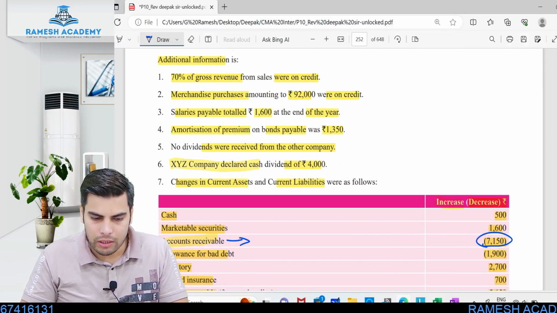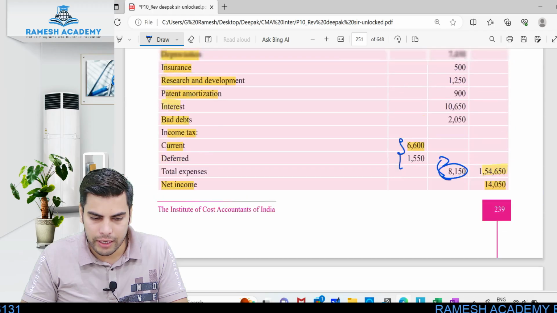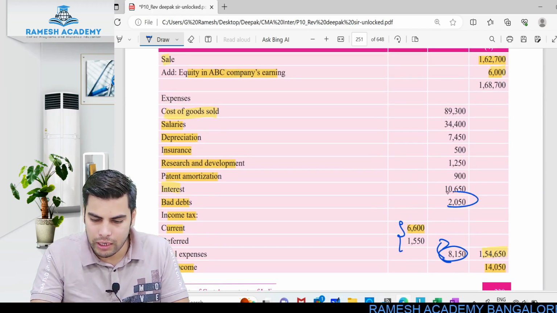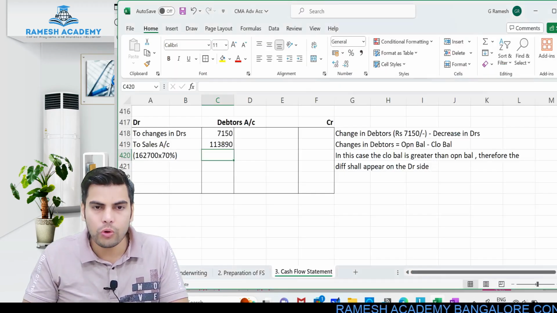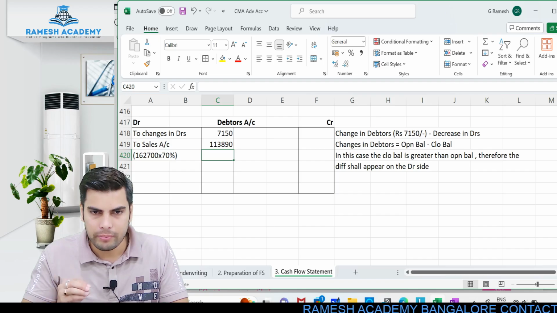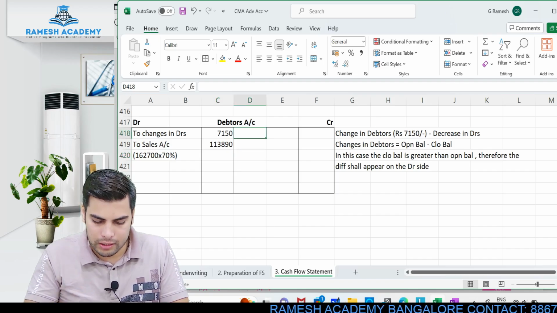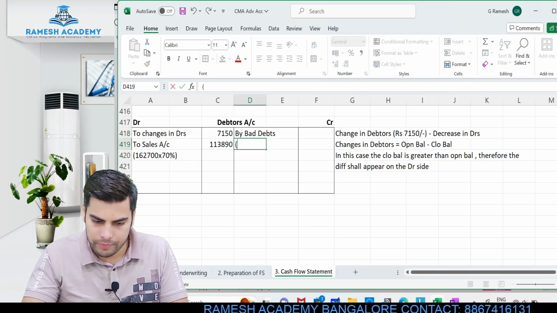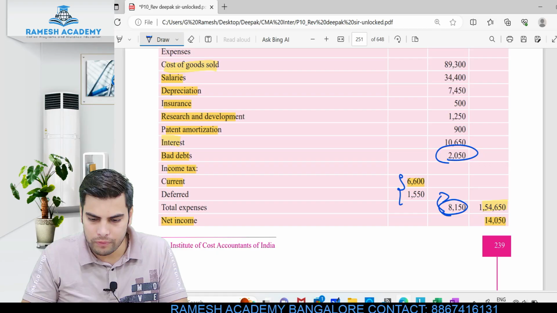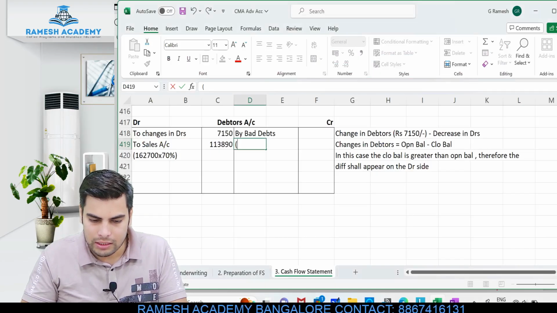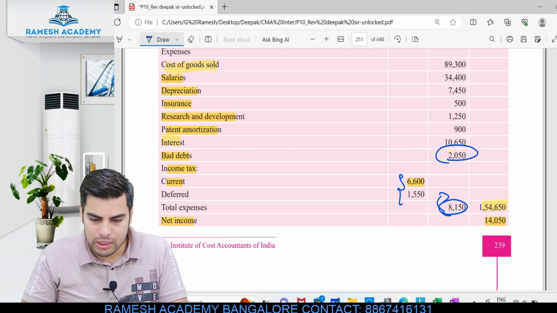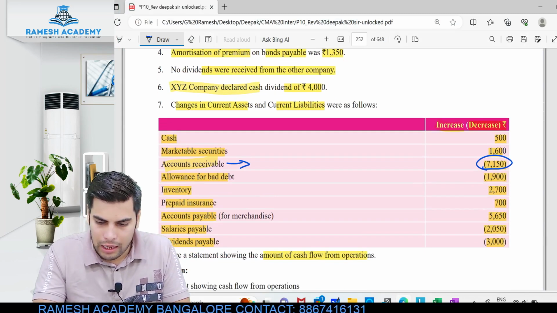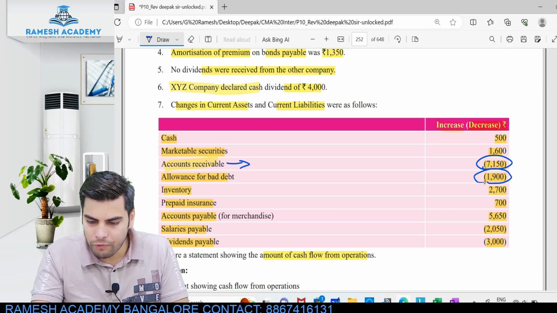Have they given any other information? In this particular question, they had given some information pertaining to bad debts. How much is the bad debts? Bad debts, if you see, is 2,050. You know the entry for bad debts, right? Bad debts account debit to debtors account. So here I'll just be writing by bad debts. But look at the adjustment. Out of this 2,050, there is some information given pertaining to bad debts. Allowance for bad debts, there is a decrease of 1,900.